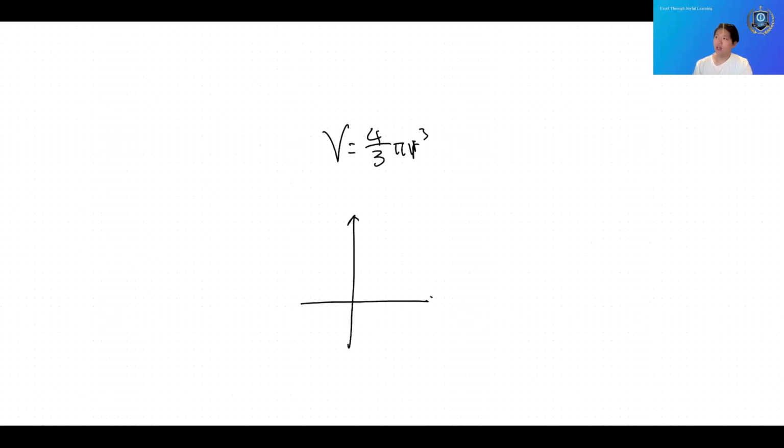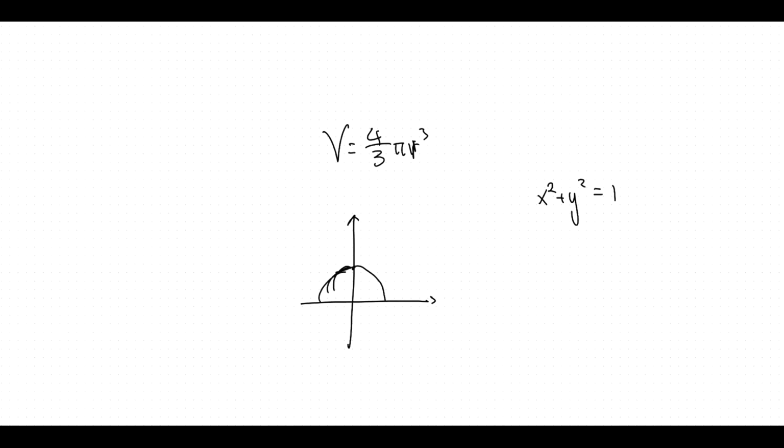We know for a sphere, our function is supposed to be x squared plus y squared equals 1. Now we're only limiting this part to the x-axis. We want to rotate around the x-axis. Here we go. And now we have our setup.